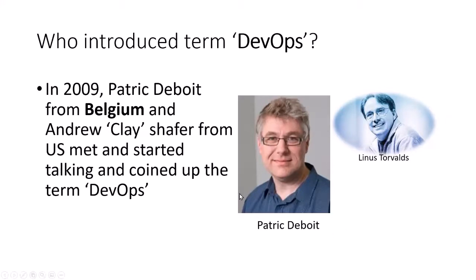Patrick Debois is a person who joined and started communicating with this community. He was speaking at a conference in Belgium in 2009. At that time he started saying that this is a word, we can make it: developers and operations people can work together to resolve many issues. So that's the main idea.